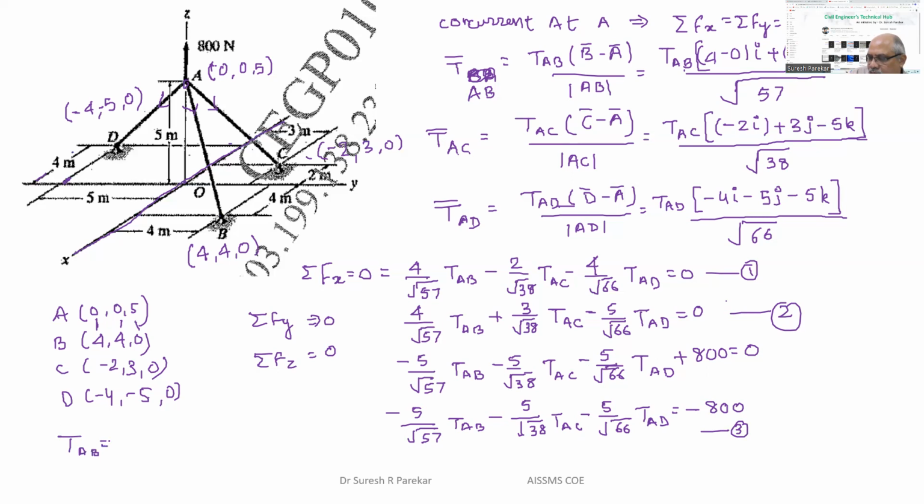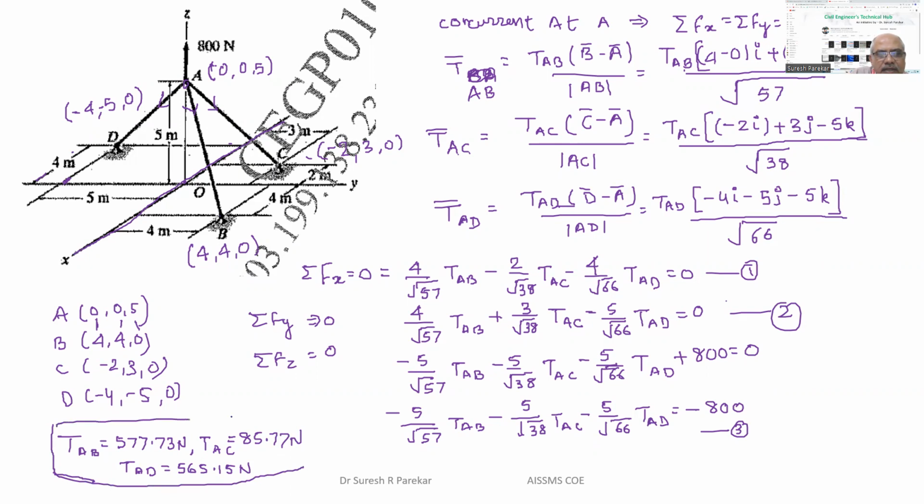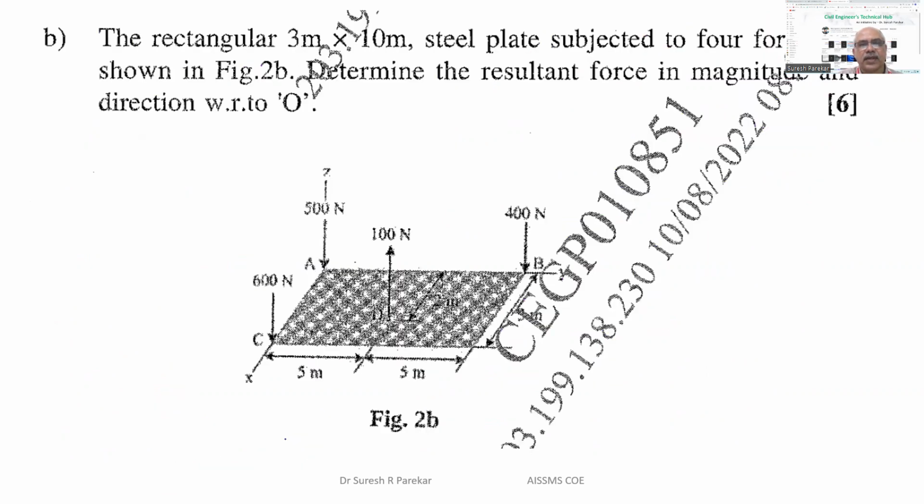Solving equations 1, 2, and 3, we will get TAB equal to 577.73 newtons, then TAC 85.77 newtons, and then TAD 565.15 newtons. So likewise, we will get these values of the tension in the rod or tension in the cables when 800 force is acted. So likewise, we have to solve these problems of equilibrium.